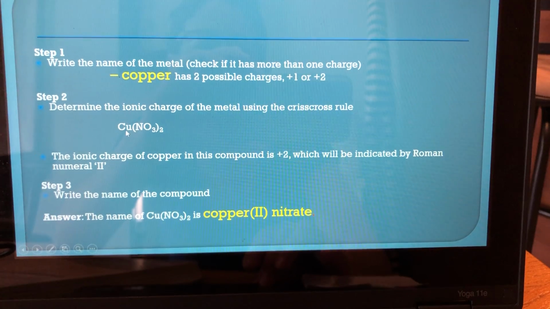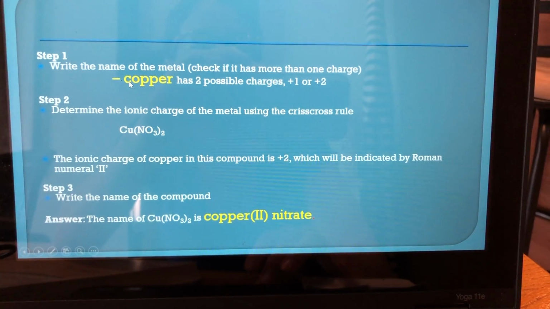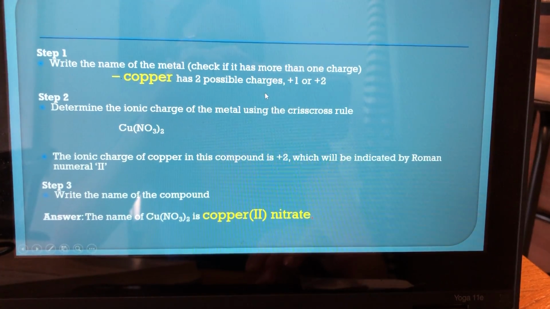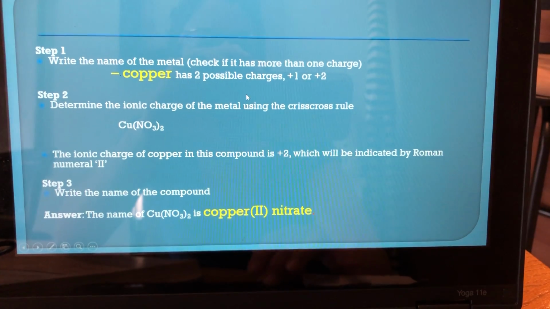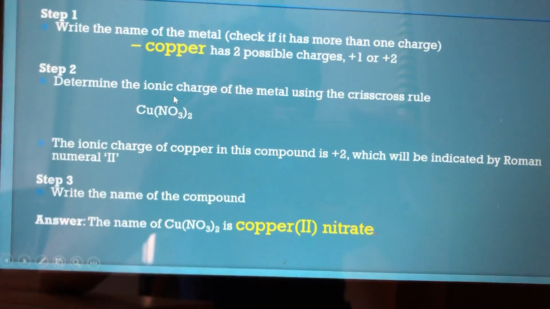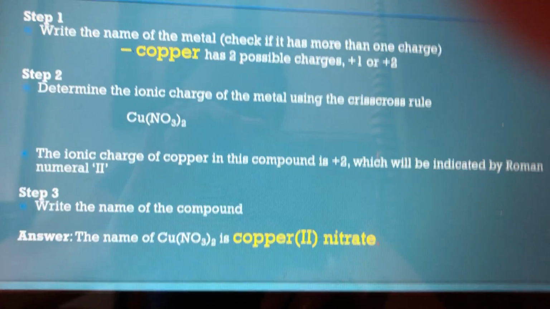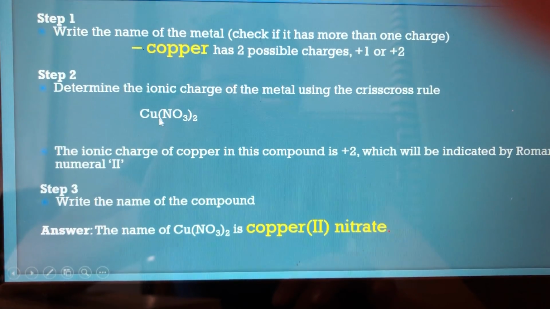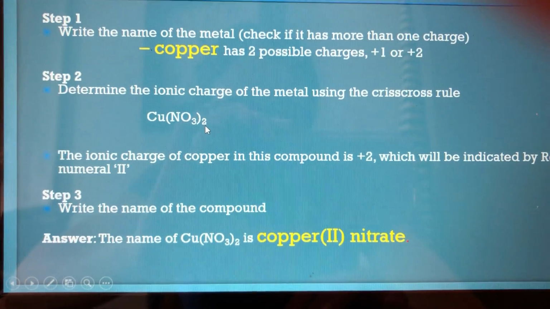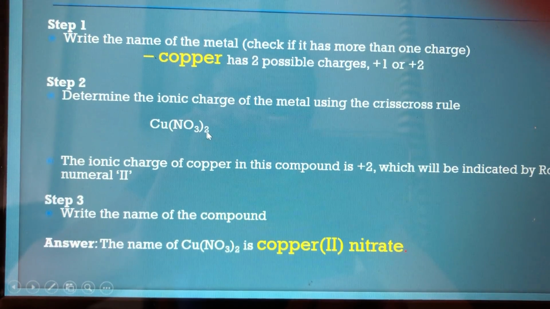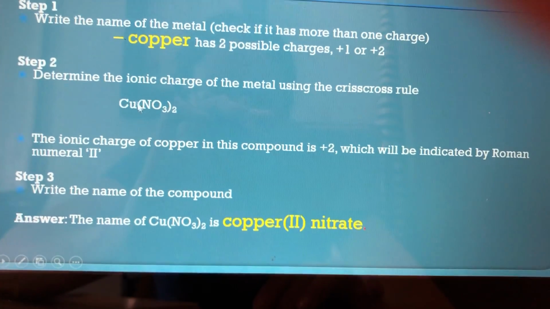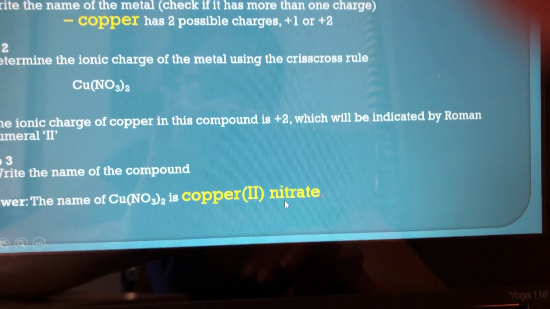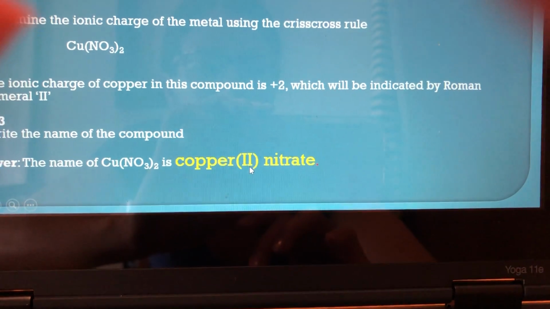Okay, so I wrote out these steps for you, but you really don't have to do that. You write the name of the metal first. So since copper has two possible charges, +1 or +2, how do we figure out what charge it is? You just do reverse crisscross. So NO3 has a charge of -1, so the 1 went down here. And then if you look here, there's a 2 there. So that means the copper had a +2 charge if we did reverse crisscross. Okay, so that's how I knew that it was copper 2 nitrate. And the 2 you write as a Roman numeral.